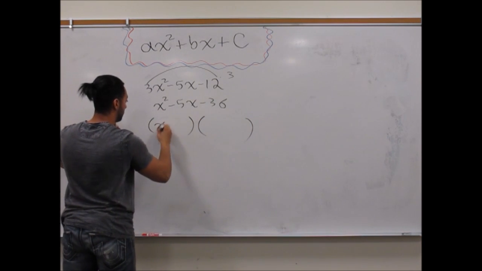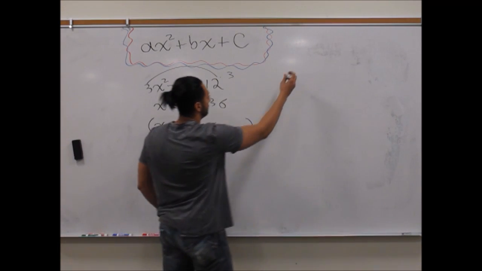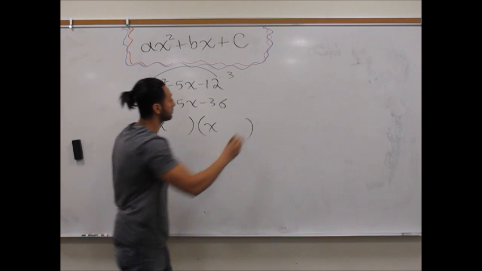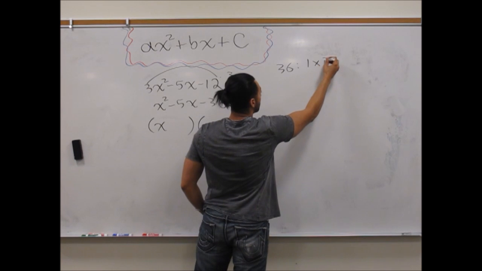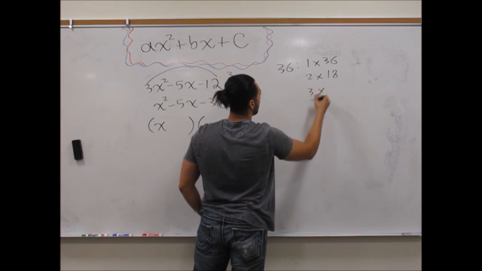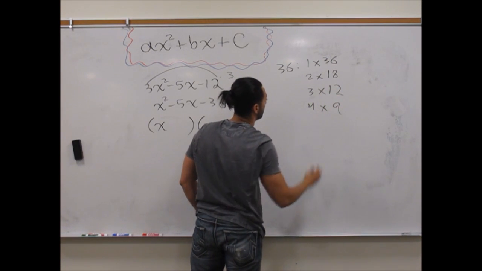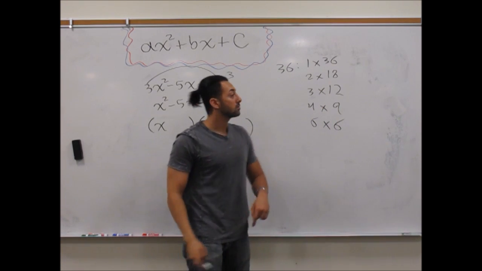So put the x here and the x here. Now 36, right? Now you put your focus on the C, which is 36. So 36, that's like 1 and 36. That's like 2 and 18. That's like 3 and 12. That's like 4 and 9. It's like 6 and 6. Very popular, as you can see.